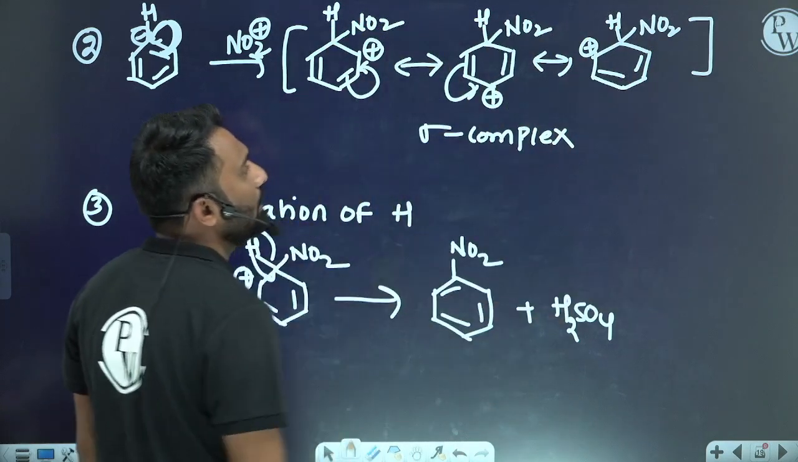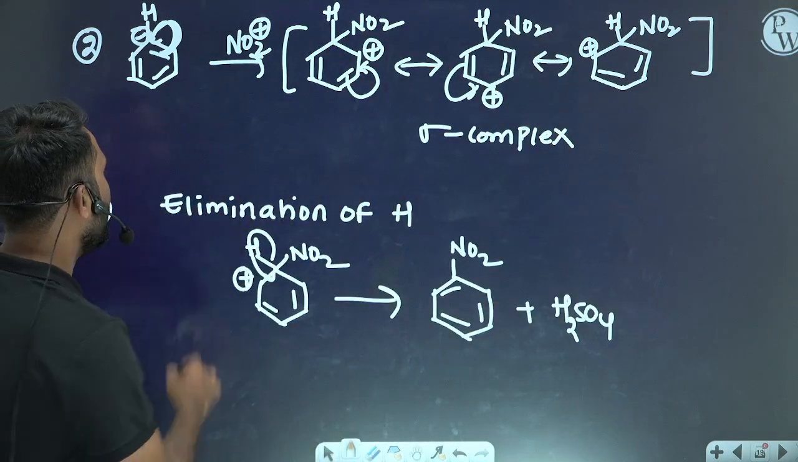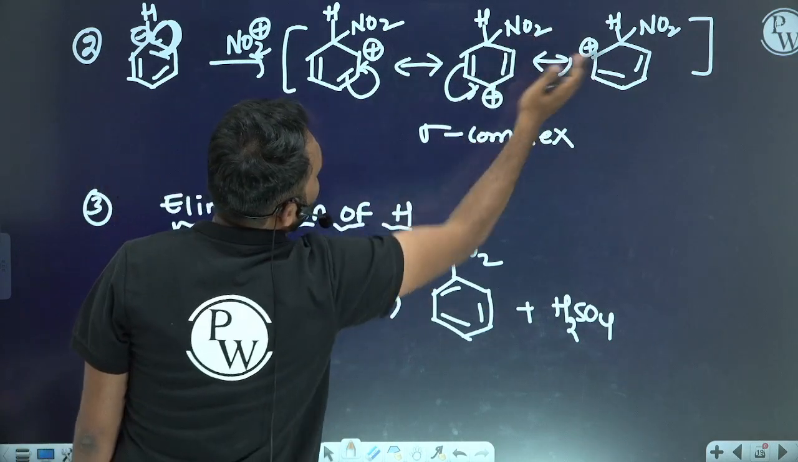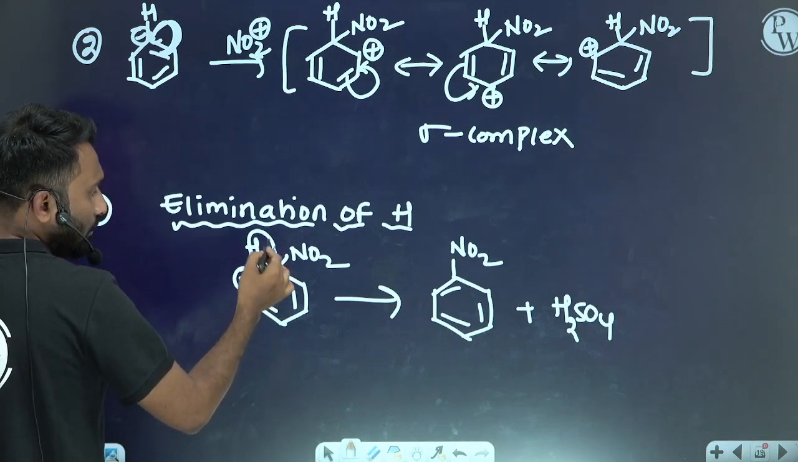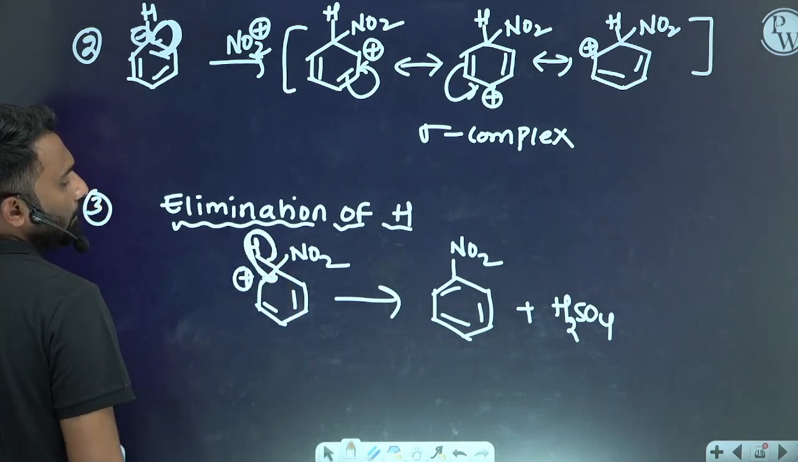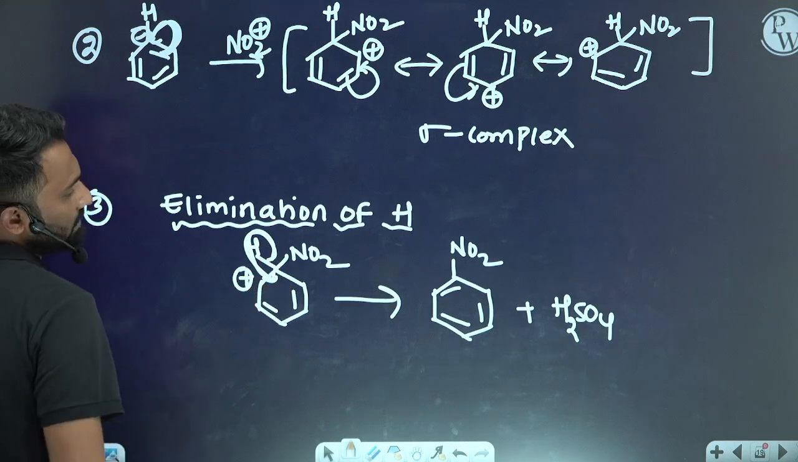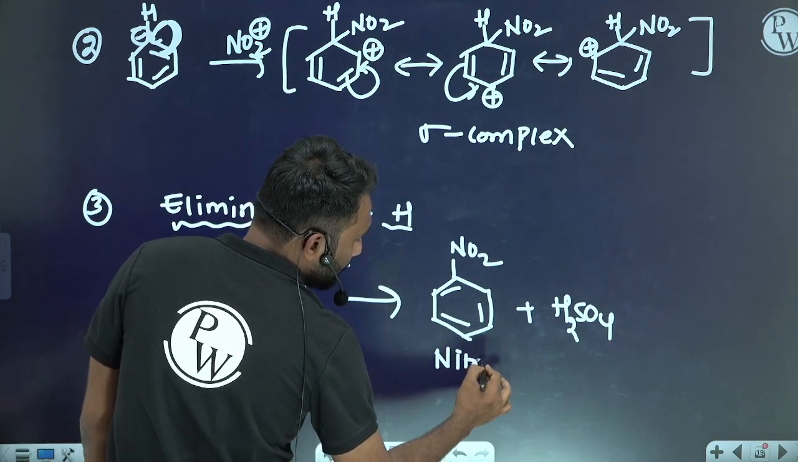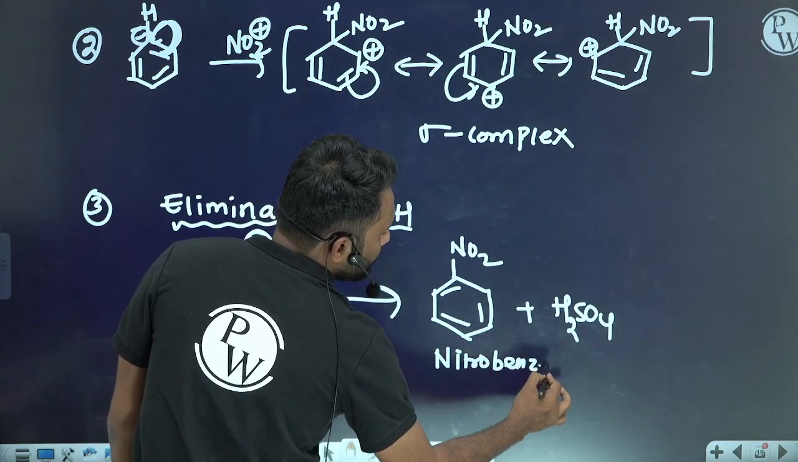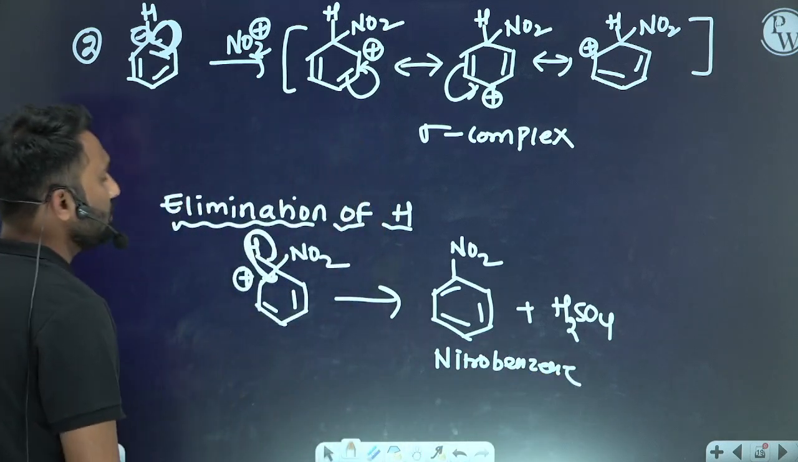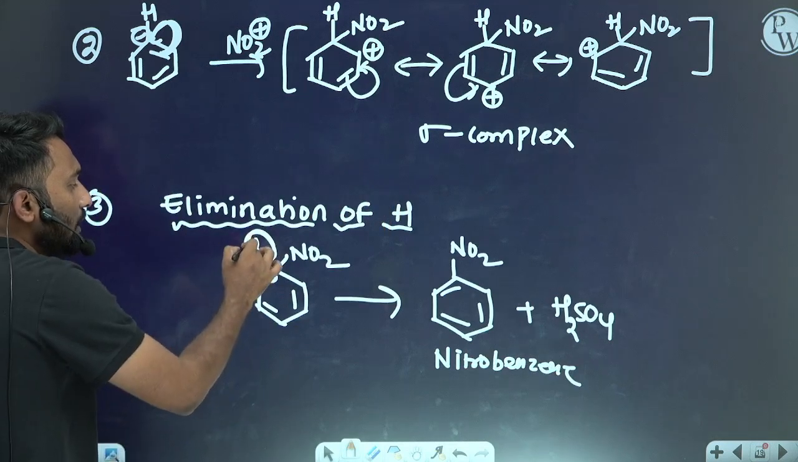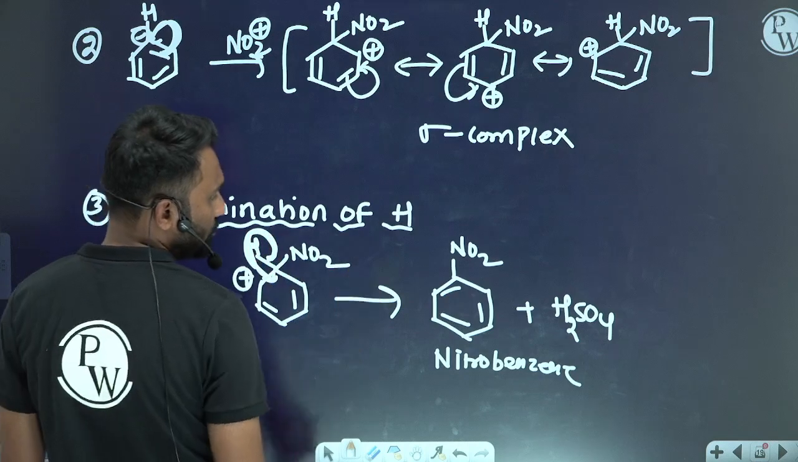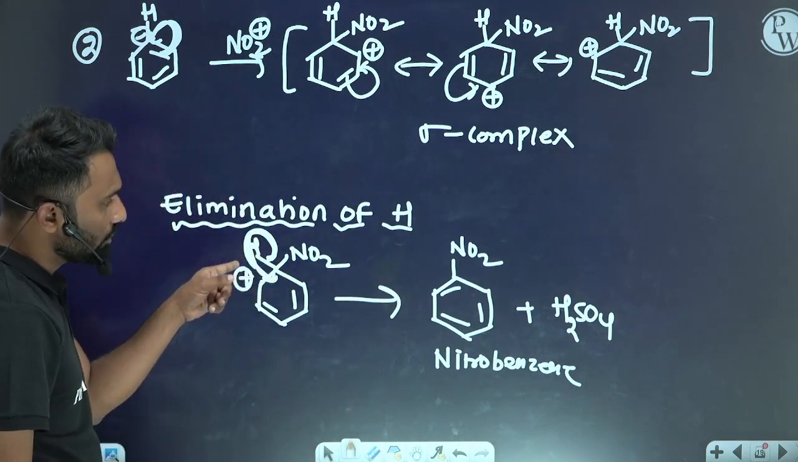This is the intermediate. Now the elimination of the H plus. After this, again this sigma bond will be delocalized and the aromaticity will be restored, and we get the nitrobenzene. By this we got the nitrobenzene. Clear? Now when this hydrogen has given this sigma bond, it has been eliminated with the positive charge.